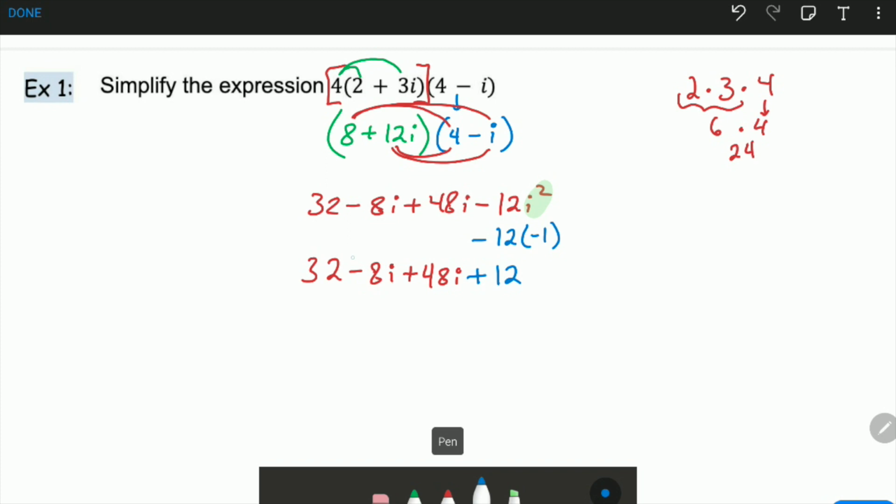Now I do know I could have combined these like terms during that stage. However, I usually wait until after I completely change the i squared, because oftentimes I found that people will forget to go back and combine these two if they combine the i's right away. So I usually deal with the i squared first and then combine like terms all at once. So 32 plus 12 is 44. And then negative 8i plus 48i is positive 40i. And there we have it.